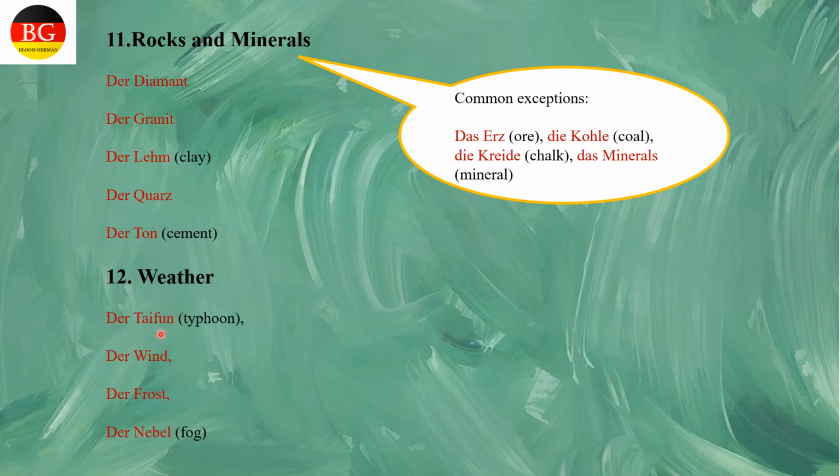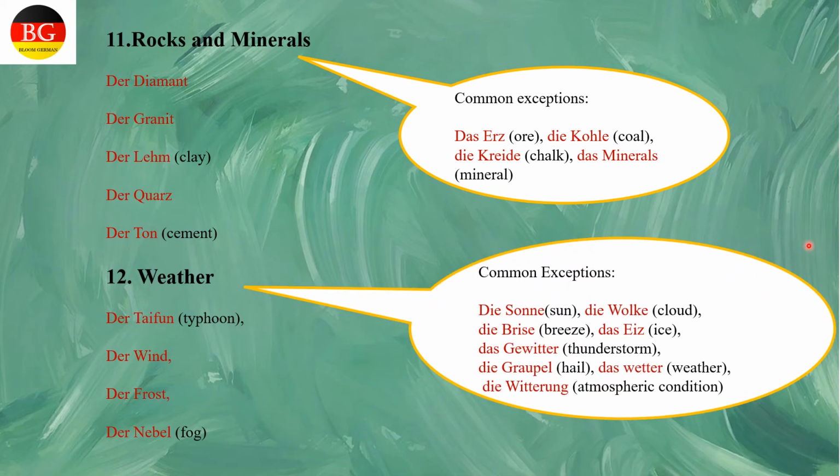Weathers: der Taifun, der Wind, der Frost, der Nebel. Common exceptions to the weather are die Sonne, die Wolke, die Brise, das Eis, das Gewitter, die Graupel, das Wetter, die Witterung.